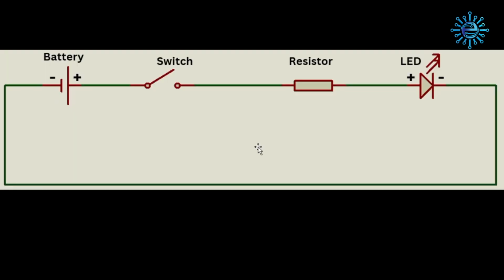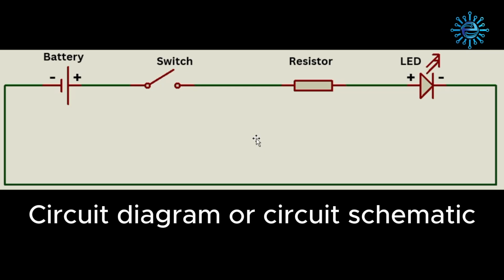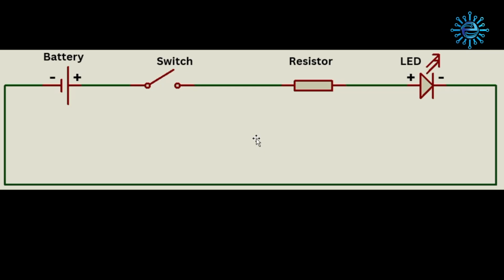This drawing is called a circuit diagram, also known as a circuit schematic. A circuit diagram shows how electronic components are connected using their symbols. Here, you can see the battery connected to the switch connected to the resistor connected to the LED connects back to the battery, forming a complete circuit.